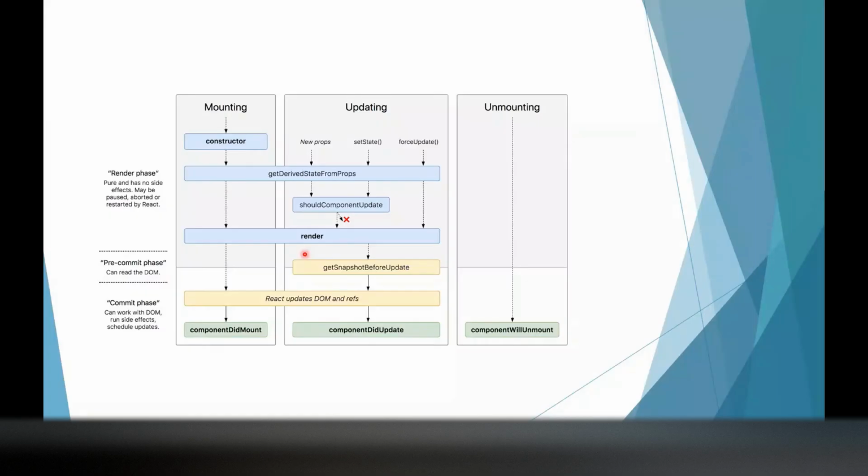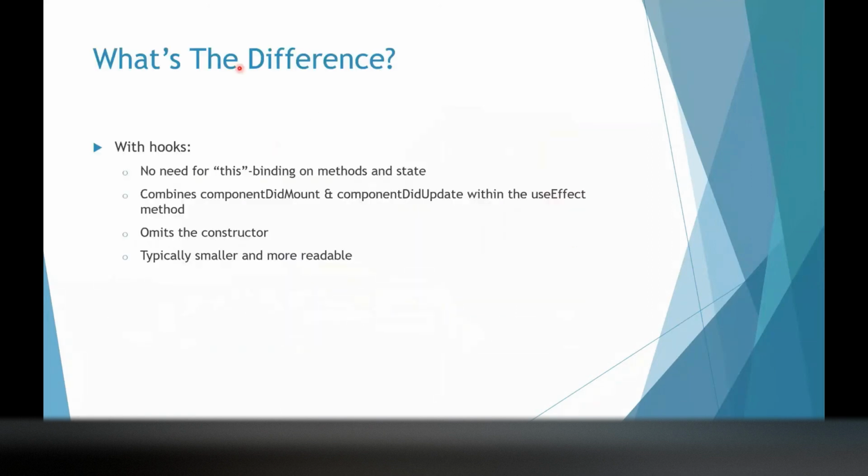And now if we want to go back to the presentation, what's the difference? To summarize, with hooks, there's no need for this binding on methods. So you don't have to call this.performSearch. And on the state, you don't have to call this.state to access any of its properties. You just call state directly. Within the useEffect, it also combines componentDidMount and componentDidUpdate, so you need to use that for both. It omits the constructor, and typically hooks are smaller and just more readable.